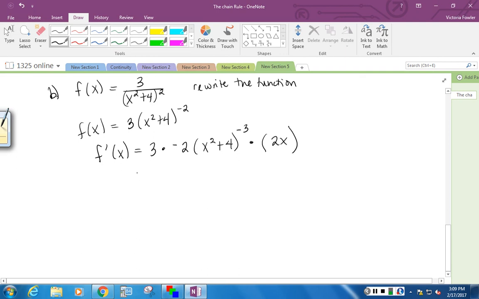And so as long as I can multiply these things and rewrite it in a manner that's acceptable, then this is going to look great. So I'm going to take the 2x and move it over here. So 3 times negative 2 is negative 6. Negative 6 times 2x is negative 12x. And then we have this quantity, which is raised to the negative 3rd power. And if I'd like, I can rewrite this in such a manner that I've gotten rid of that negative exponent. And so I've moved that to the denominator, and that's perfectly fine.